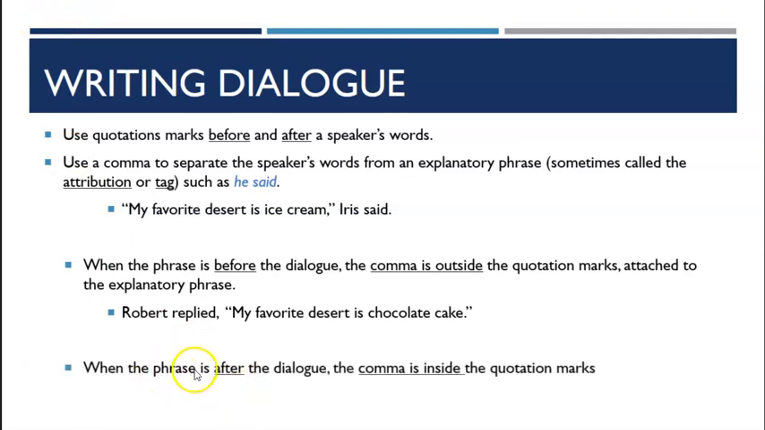When the explanatory phrase or tag is after the dialogue, the comma is inside the quotation mark. So it's going to replace the period with a comma because the tag is going to come after. An example of this: "I don't eat dessert very much," again, no space between your quotation mark and I. The comma here replaces a period. There's no period at all inside because we got the tag immediately following. So you're going to use a comma instead, and then the period comes after the tag, okay?